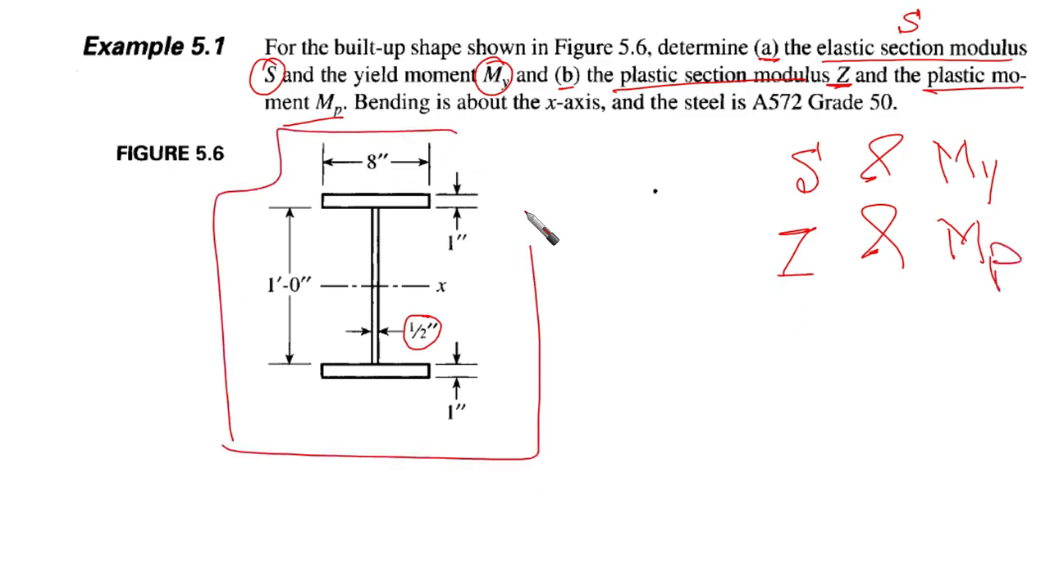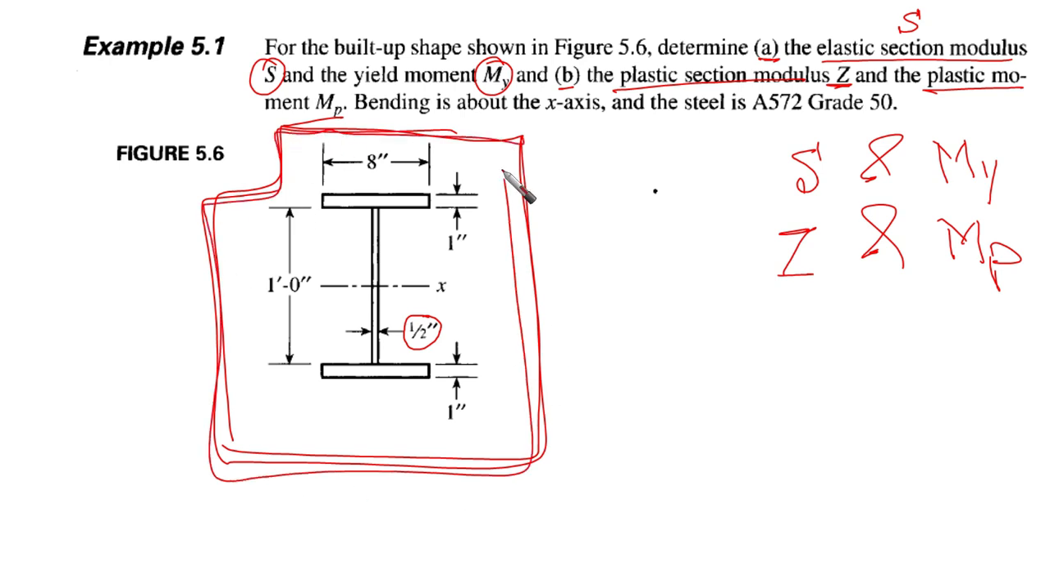This would give us a very good comparison between the two for our shape: how much S and how much M yield, and how much Z and MP.